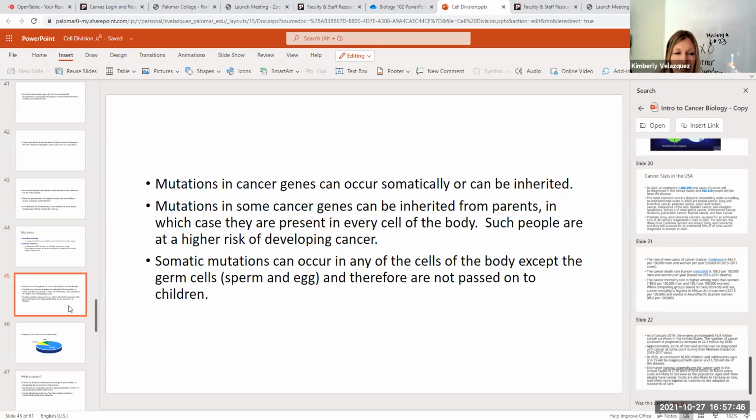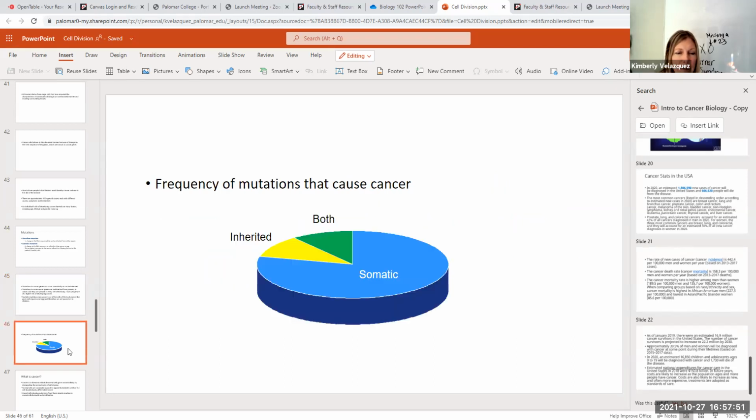So sometimes they can be inherited, but sometimes they can be acquired during your lifetime. And believe it or not, inherited cancers are this yellow, and they're not as common as just changes to your DNA that happen during your lifetime because of things you're exposed to. Toxins in the environment, drugs, alcohol, pollution, stress.